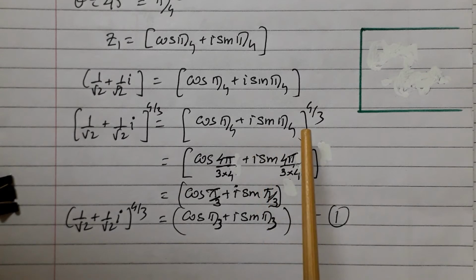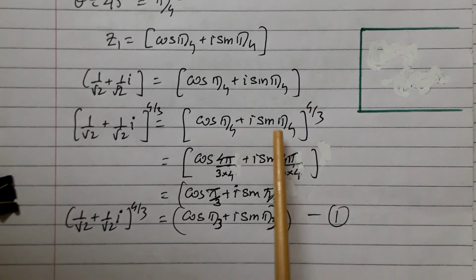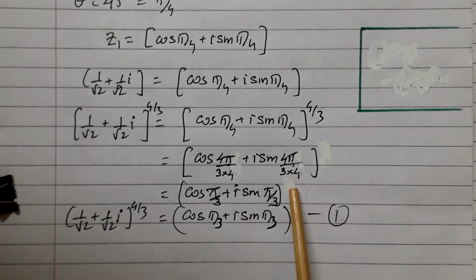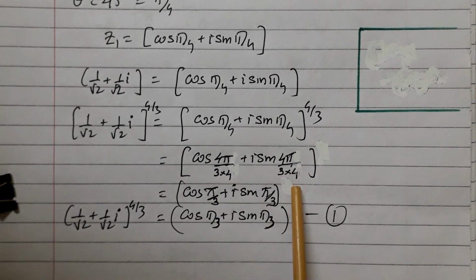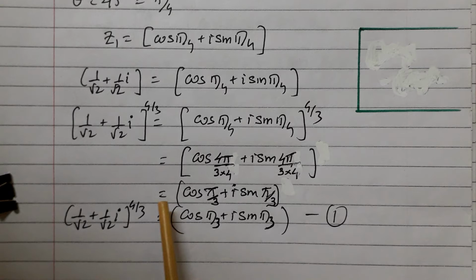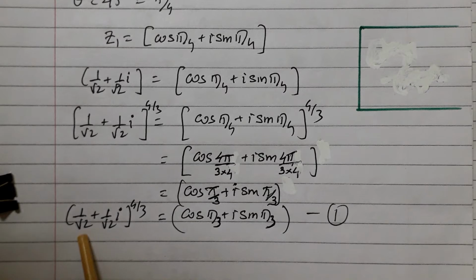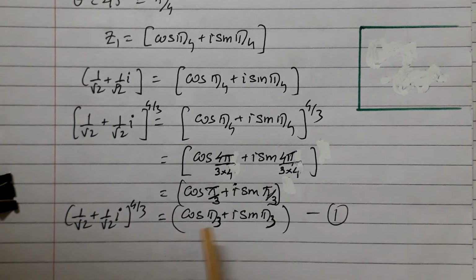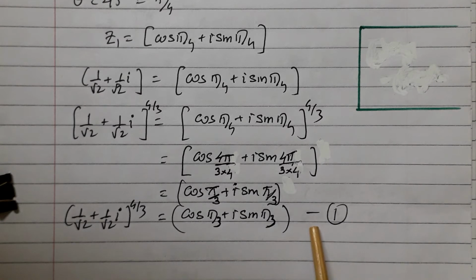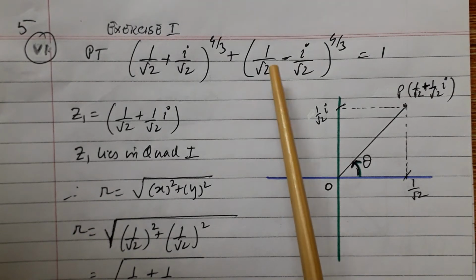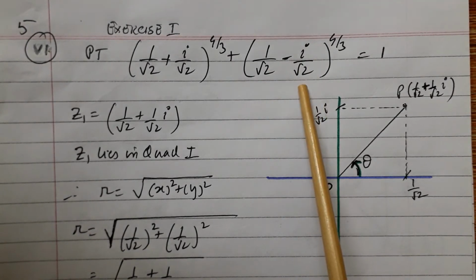Now using De Moivre's theorem, we can expand this and get cos (4 pi by 3)/4 plus i sin (4 pi by 3)/4. 4 and 4 would cancel out and we would get cos pi by 3 plus i sin pi by 3. Therefore (1/√2 + i/√2)^(4/3) is equal to cos pi by 3 plus i sin pi by 3, and let us call this equal to 1. Now let us call this complex number 1/√2 − i/√2 as Z2.